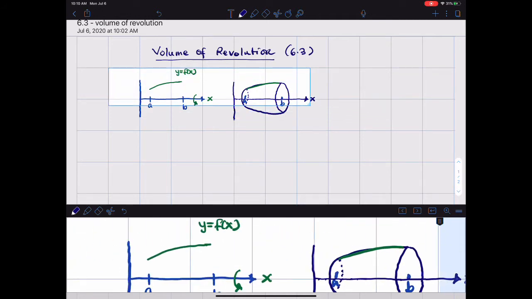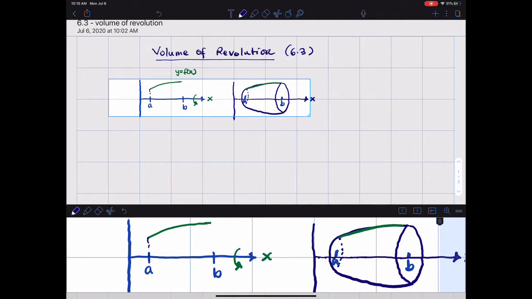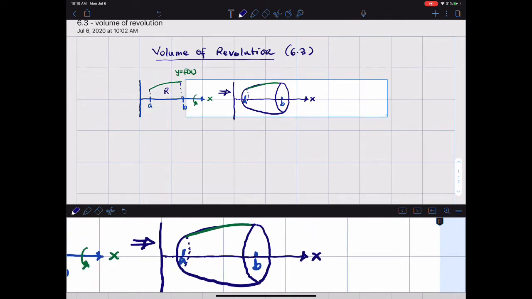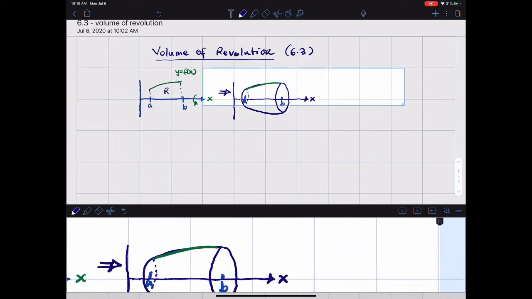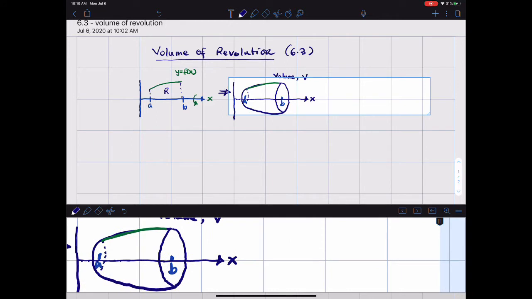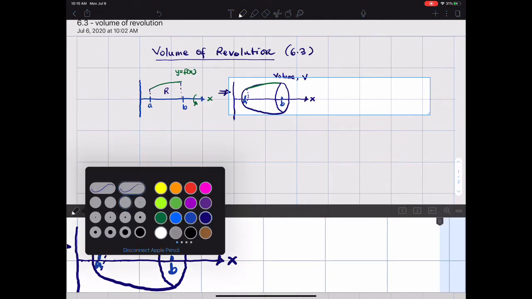So we have a graph and we looked at a region, call this region R, and then we rotate the region. And after rotating the region, we got a solid. Our goal is to find the volume of this solid. Okay? We want to find the volume. Let the volume be V. One approach we're going to take is to slice up our solid.